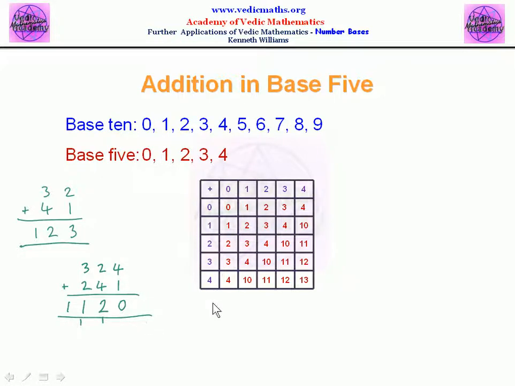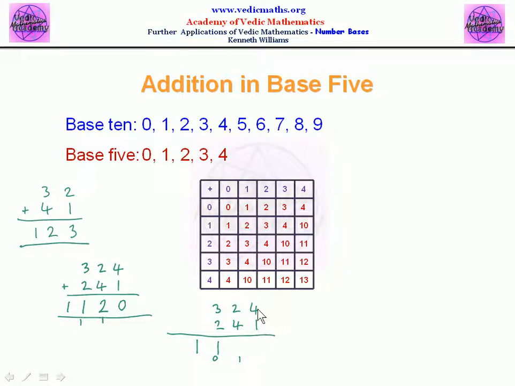Let's do that same addition from left to right. 324 and 241. So 3 and 2 are added first of all, and 3 and 2 comes to 10. Put down 1, carry 0. In the next column we have 2 and 4. 2 and 4 is 11. Nothing to add on, so it's just 11. We put down 1, carry 1.